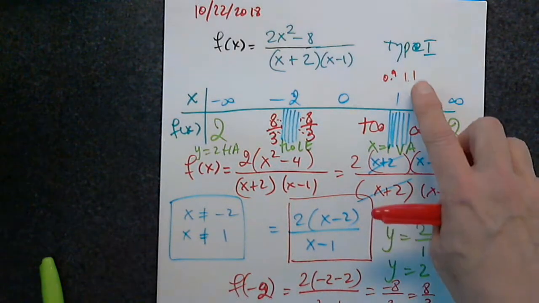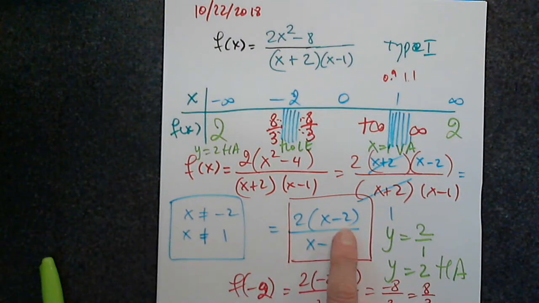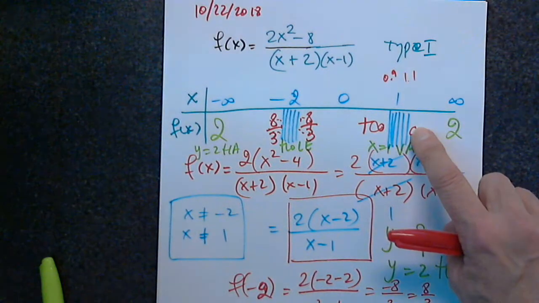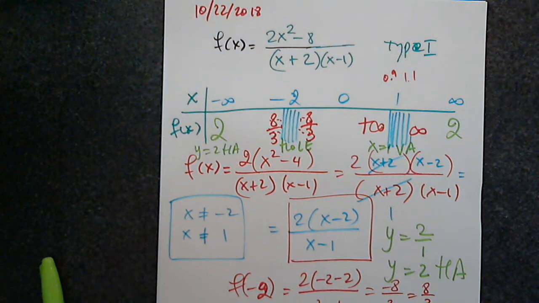Now I want to plug in 1.1. 1.1 minus 2, sign. Perfect. 1.1 minus 1. So now negative over positive will give us the sign of this. Negative.